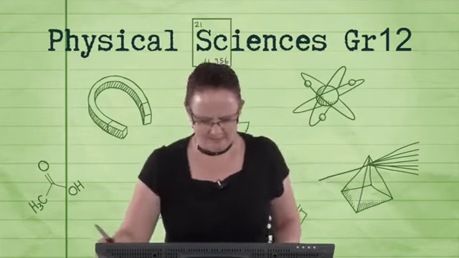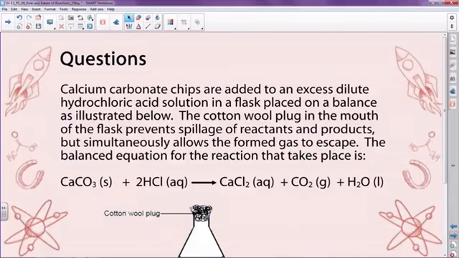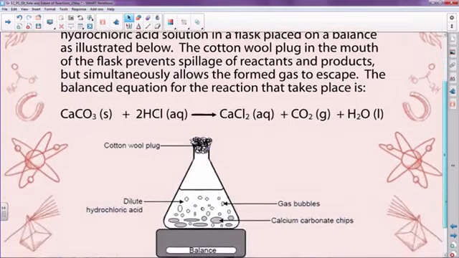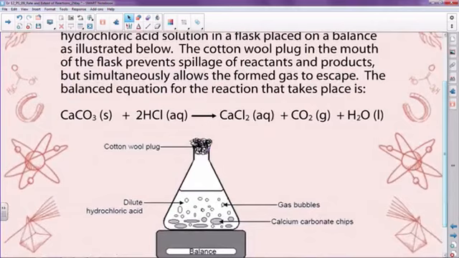So what we have here is calcium carbonate chips added to an excess dilute hydrochloric acid solution in a flask, placed on a balance as illustrated. It's on a scale. The cotton wool plug in the mouth of the flask prevents spillage of reactants and products, but simultaneously allows the formed gases to escape. So it's not going to allow liquids out, but allows the gas to leave.